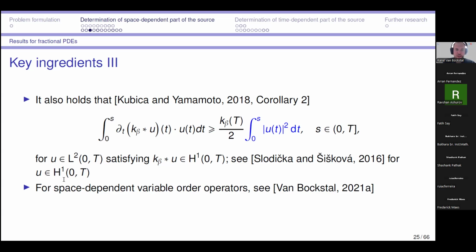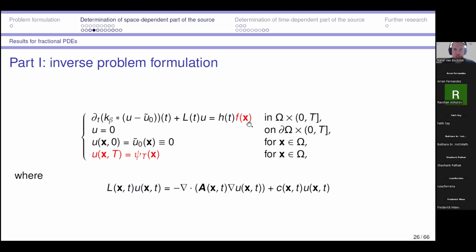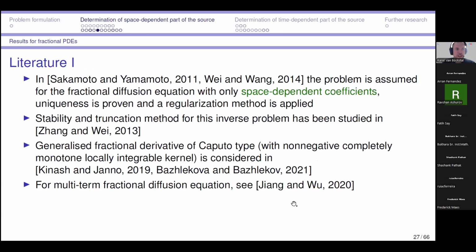And later on, I extended this result also for space-dependent variable order operators. So this is the inverse problem for the fractional subdiffusion equation. We look at reconstructing f of x from the final time measurement, and with the operator you have seen many times before in my slides.